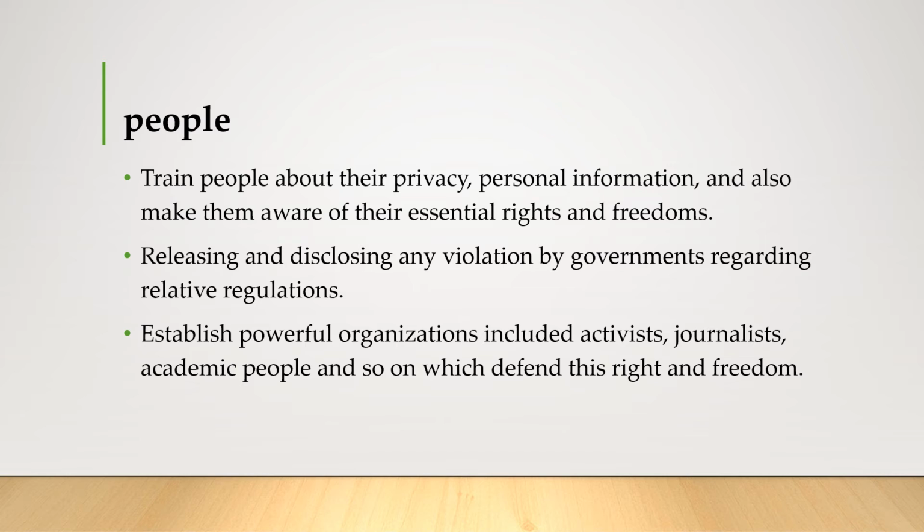About people, we should train them about their privacy and personal information, and also make them aware of their essential rights and freedoms. The second, releasing and disclosing any violation by governments regarding relevant regulations. Transparency is so important. And the third, establish powerful organizations including activists, journalists, and academic people, which defend this right and freedom.